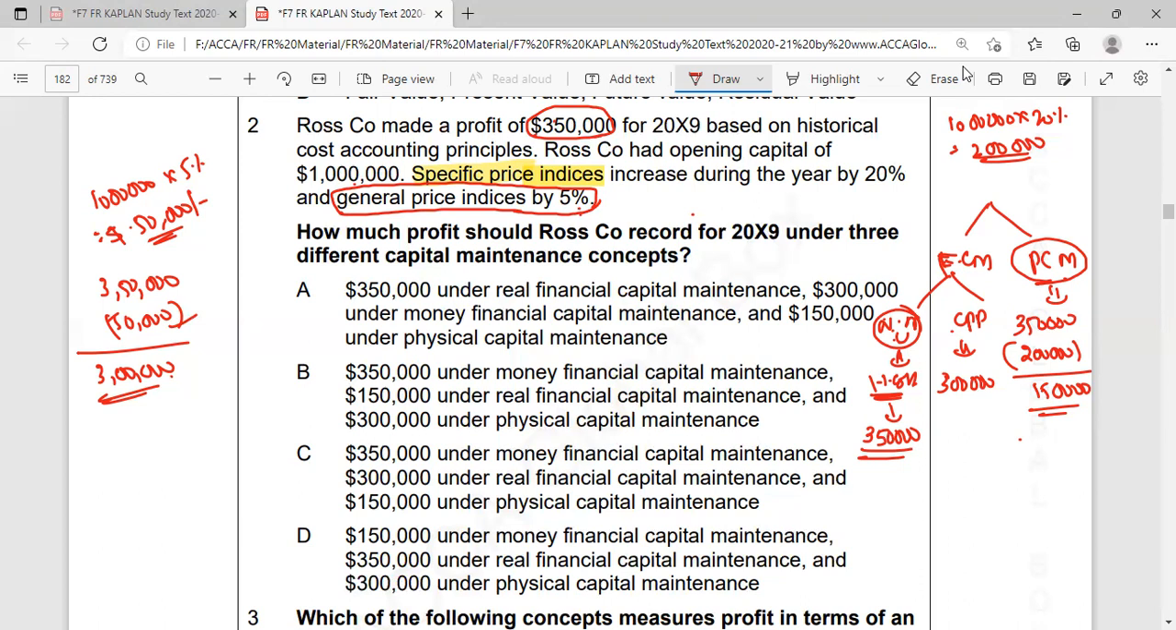And in case of physical capital maintenance, we need to consider specific price indices, and it requires 20% for maintenance of capital. So 10 lakh into 20% is 2 lakh. So 3,50,000 minus 2 lakh is 1,50,000. So the answer is... 3,50,000 under real cash flows, but the actual is 3 lakh, so A is wrong. And 3,50,000 is the nominal money value, and 1,50,000 is the actual real. In case of real cash flows, you have to consider 3 lakh. So this is wrong. So the answer is C. C is the right answer.